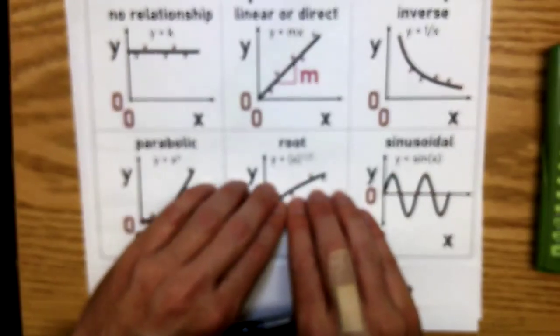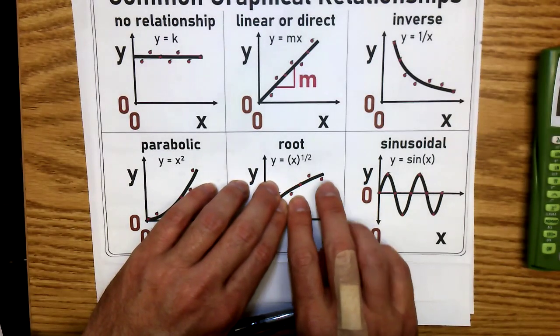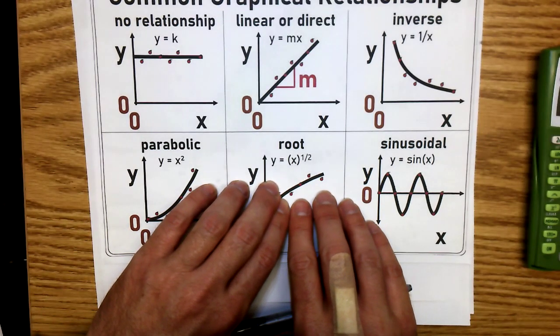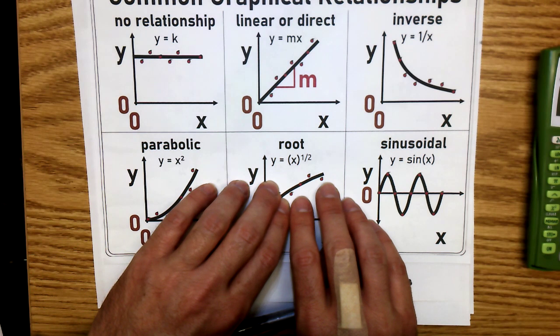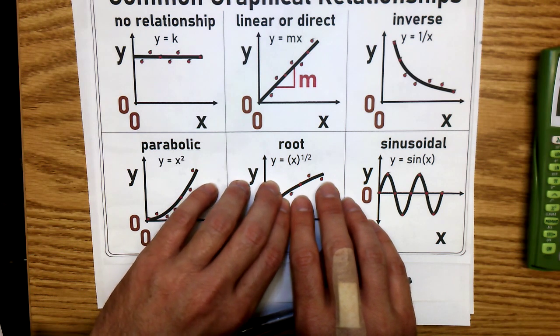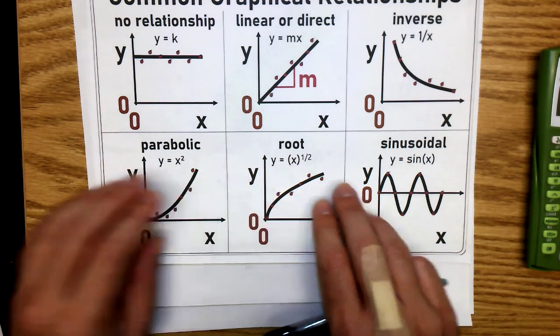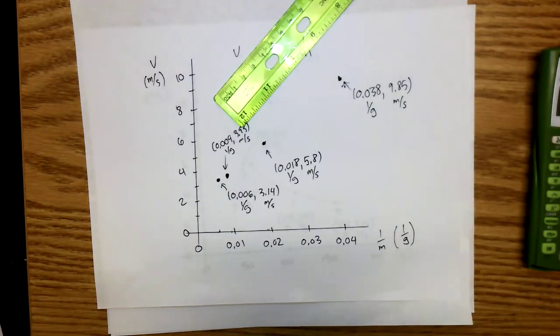So I think what you're actually looking at is just this part of a root graph. Guys, doesn't that part of a root graph right there look pretty linear? Especially if you just have a handful of points. You might think it was linear, right? I think that's what it is. So here's what curve I think we're actually looking at.